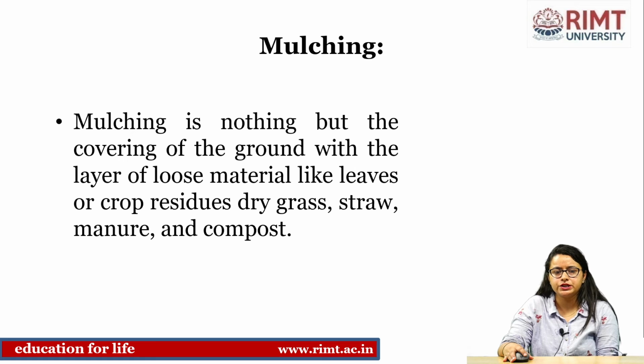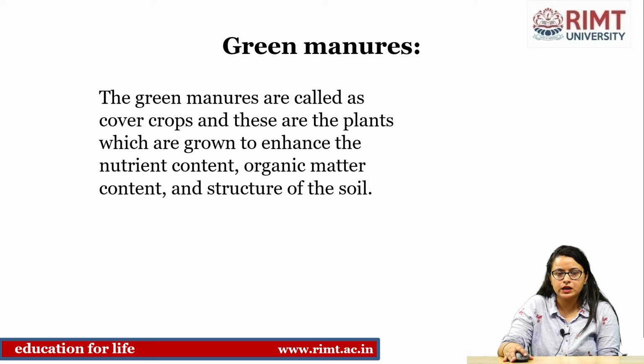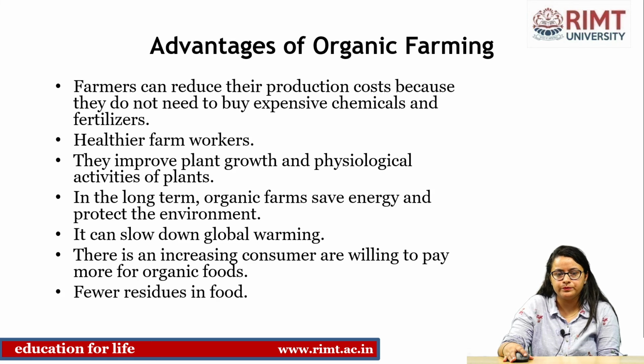And next is mulching. Mulching is nothing but covering the ground with a layer of loose material like leaf, crop residue, dry grass, straw, manure and compost. And the green manures are called cover crops. These are plants which are grown to enhance the nutrient content, organic matter content and structure of the soil.